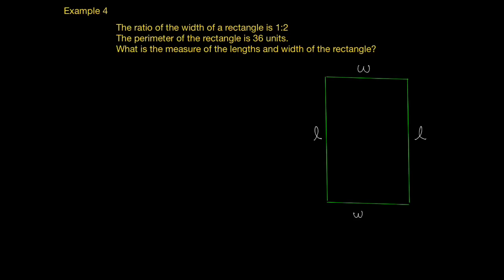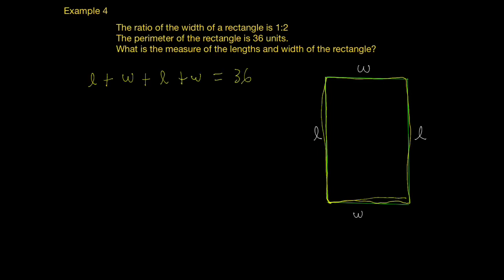So perimeter is basically adding all the lengths together alongside the widths. So it's this outline. If we wanted to calculate the distance of everything I just outlined, I would add these values. So to get the perimeter of 36, I would have to do L plus W plus L plus W, and that would give us 36. Now let's plug in everything we know. So we know that the width is 1 and the length is 2.